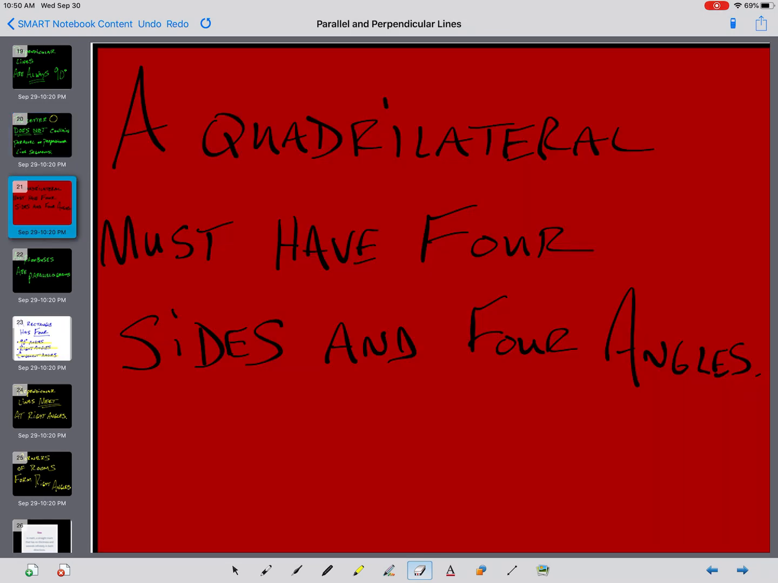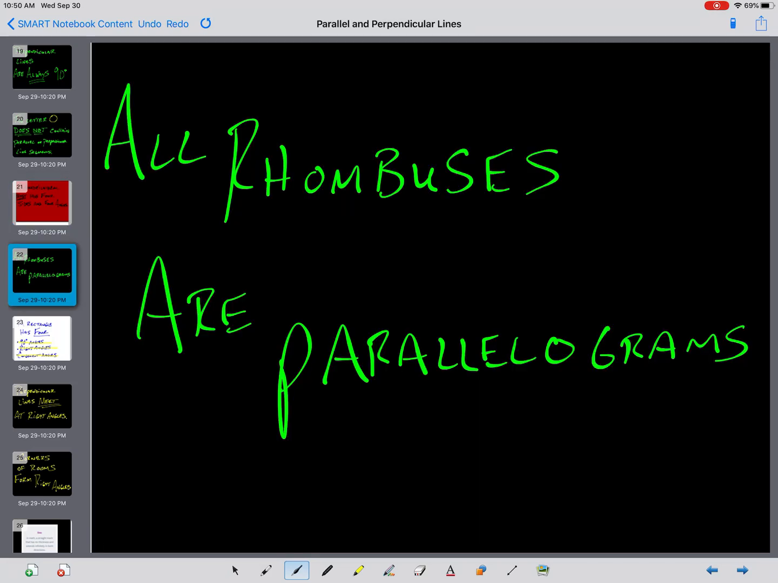You should know that a quadrilateral must have four sides and four angles. That's a quadrilateral. So not all quadrilaterals are parallelograms, but all rhombuses are parallelograms. You'll need to know this.